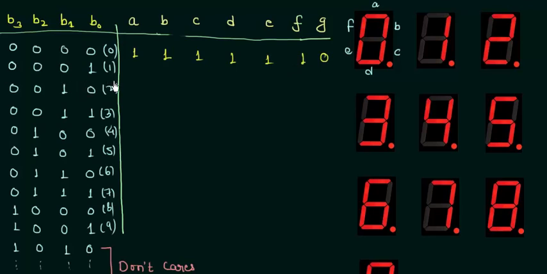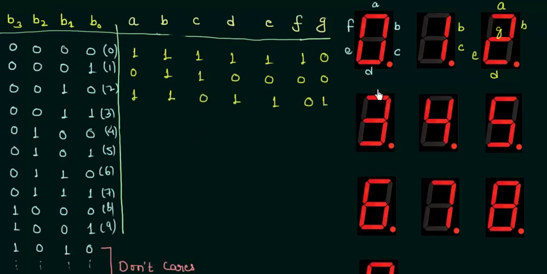Similarly, if I want to display 1, in this figure you can see how 1 is displayed. To display 1, the segments B and C are high, so we will make them high. A is low, B and C are high, and all the rest of the segments are low. Similarly for 2, segments A, B, D, E and G are high, so we will make them high. A is high, B is high, D, E and G are high, F and C are low.